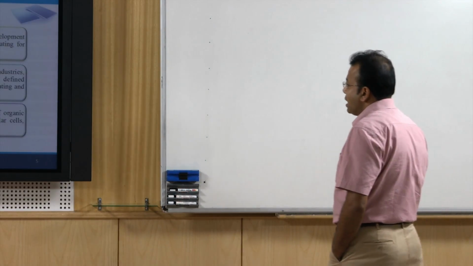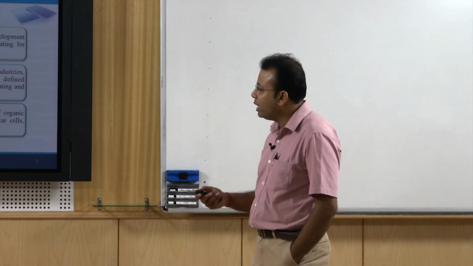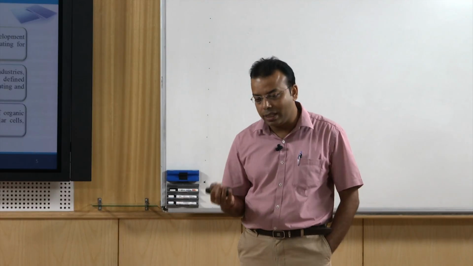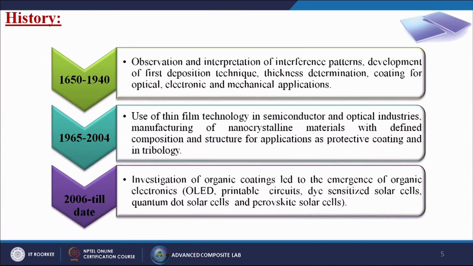Now, let us discuss the history behind this. Roughly, people started using this kind of technique in the year 1650. From 1650 to 1940, there were observations and interpretation of interference patterns, development of fast deposition techniques, thickness determinations, and coatings for optical, electronic and mechanical applications. People were working on these kinds of things.